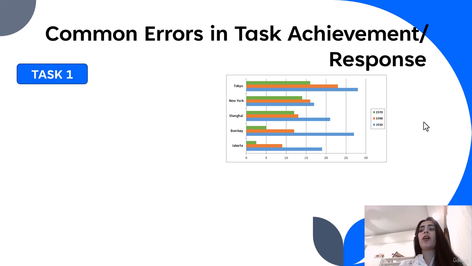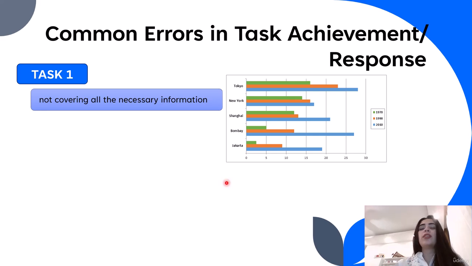In task 1, a frequent error is not covering all the necessary information. For instance, if you are describing a bar chart that shows changes in population across different cities over 40 years, you need to highlight the most significant trends rather than just listing all the data points. Focus on the key changes, such as which city had the most significant increase and which saw a decline.